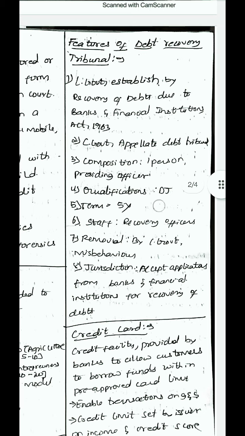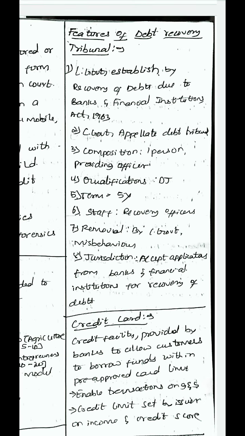The next important concept is features of a debt recovery tribunal. It is established by the central government under the Recovery of Debts Due to Banks and Financial Institutions Act 1993. The central government may establish debt recovery tribunals. The central government may also establish an appellate debt tribunal, which is additional to the debt recovery tribunal.